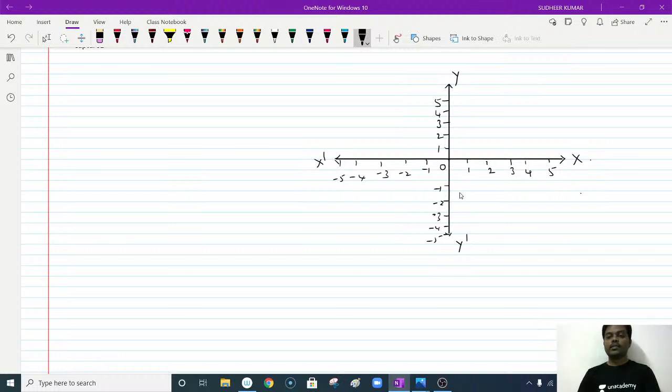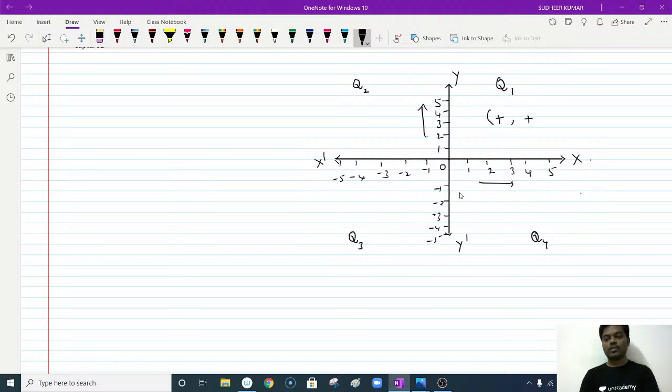So based on this, these two lines divide the plane into 4 regions. Each one is called a quadrant. The quadrants are denoted in anti-clockwise direction. This is Q1, Q2, Q3 and Q4, right? So in the first quadrant, both are positive: x-axis value on this side as well as y coordinates also.